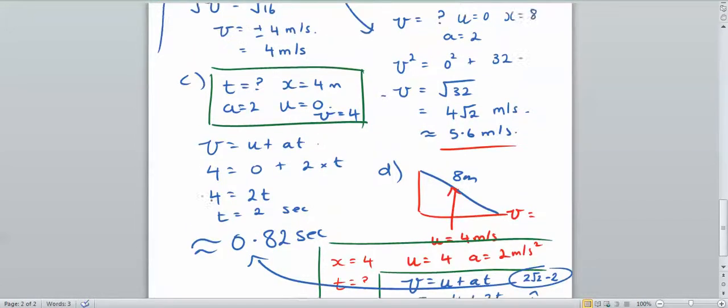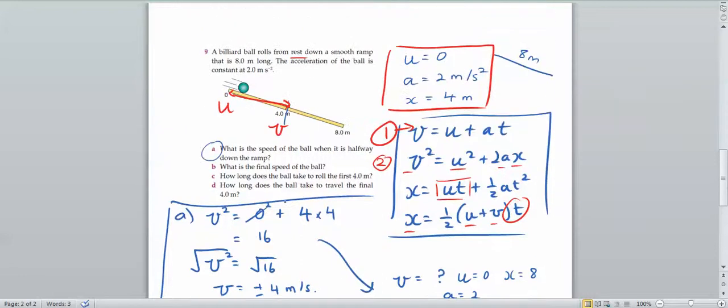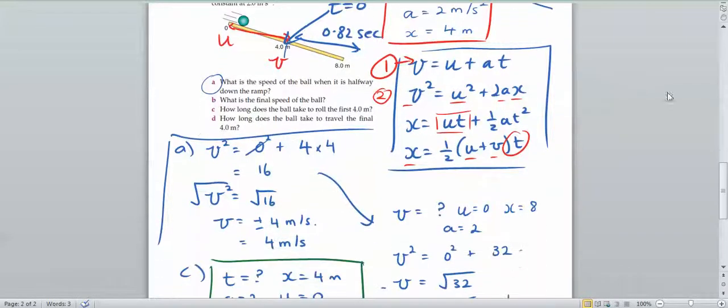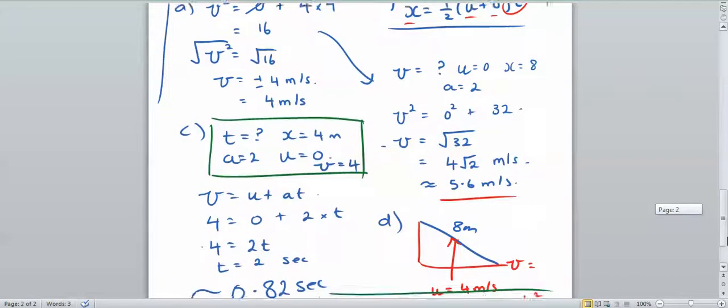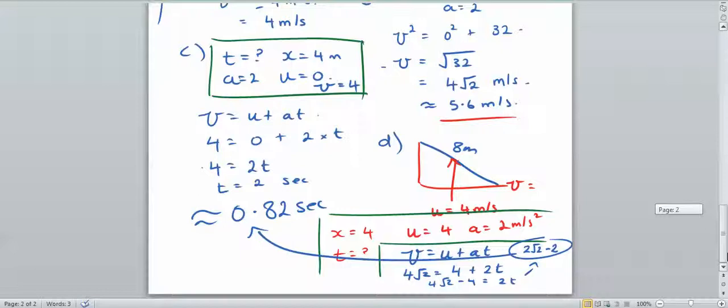So it's not going to be the time for the whole thing to get down there, because we're saying that time is equal to 0 at this point here. And it's going to then take 0.82 seconds to get down there from that point. So there you go. I've done probably one of the harder questions on there. It's now your turn to have a go at those questions.